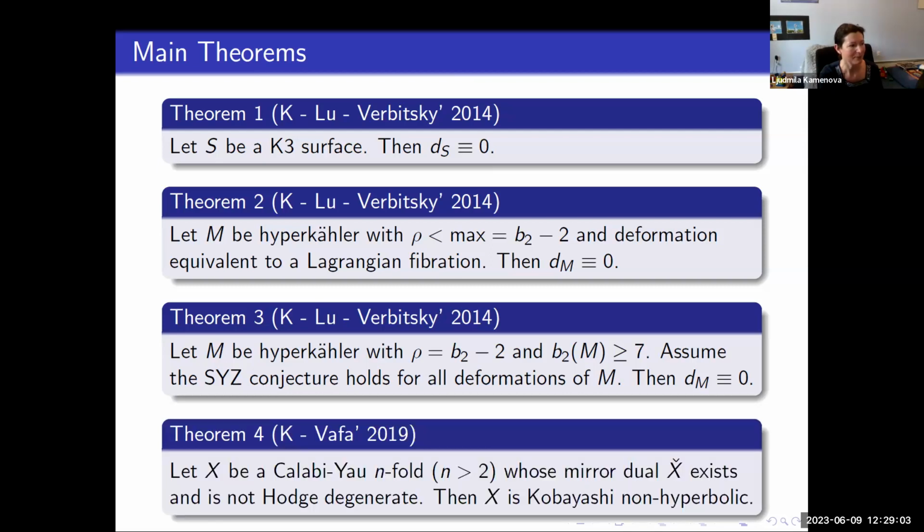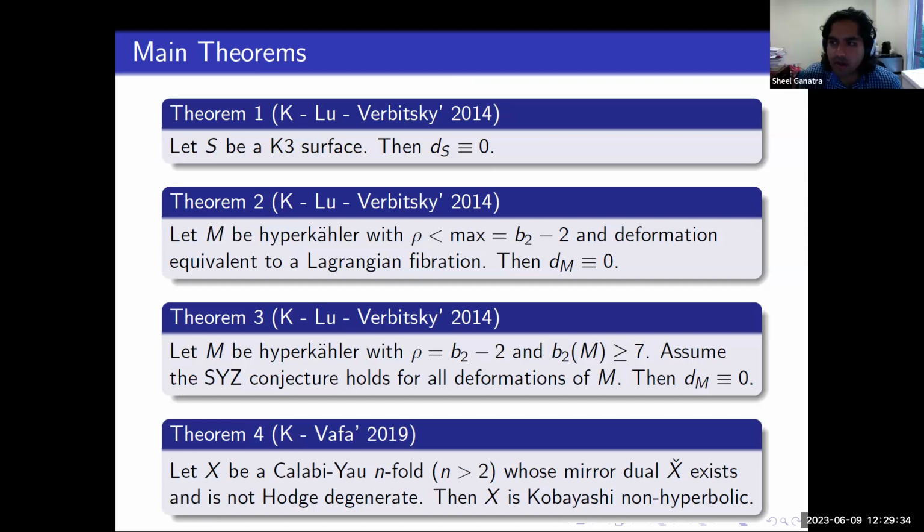And my theorem with Vafa is of more physical nature. Assume that there is a Calabi-Yau manifold whose mirror dual exists, and I will say a few words later what it means not to be Hodge degenerate. Then X is Kobayashi non-hyperbolic.